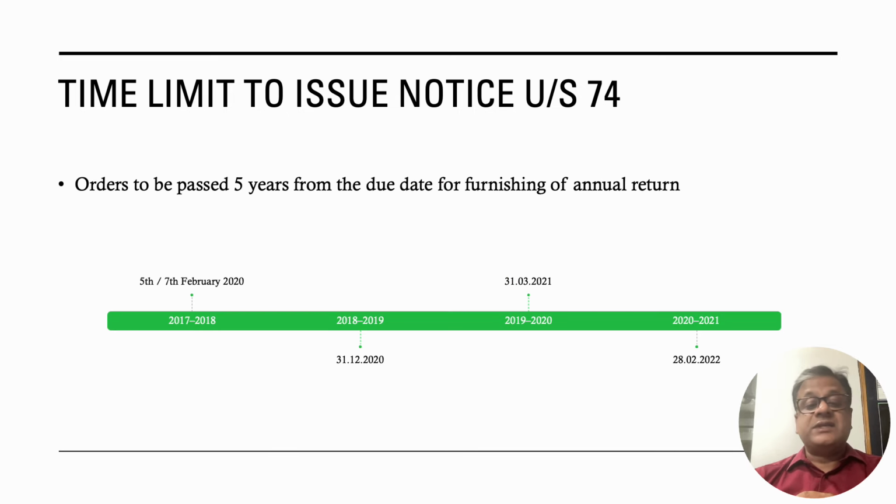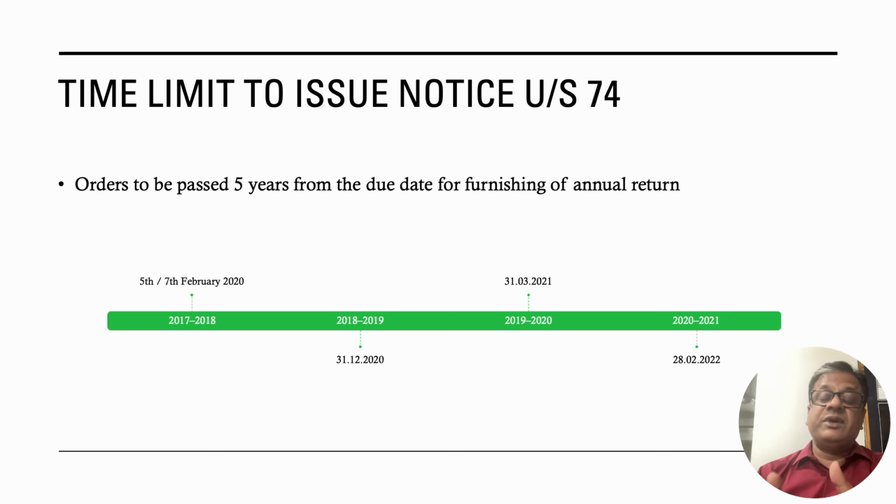where the time limit to pass the order is 5 years from the due date of furnishing the annual return. Now if you see for 17-18, the due date was extended, kept on extending, and for some states it was 5th of February 2020, for some states it was 7th of February 2020. So the order has to be passed for 17-18 within 5 years from the due date. That is, they have 5 years, till 5th February or 7th February 2025, to pass the order.